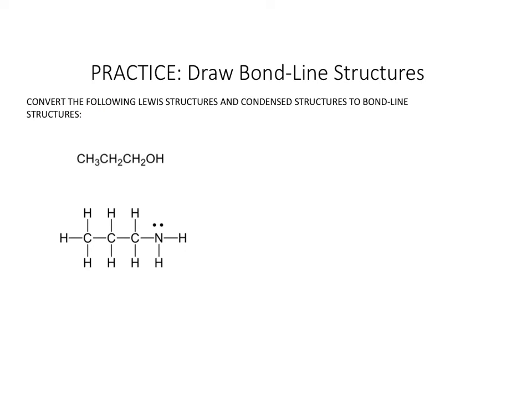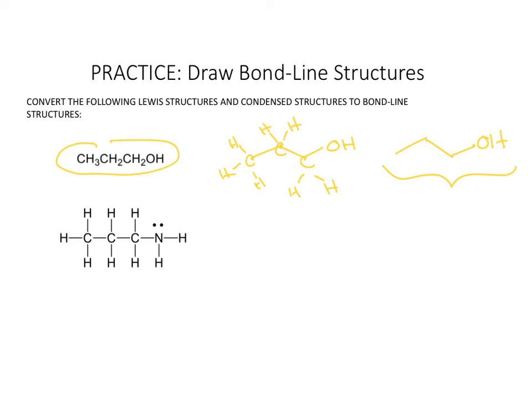Now let's practice drawing bond line structures. So we have a condensed structure here. We have 3 carbons followed by an OH. So that's going to look like this. So each intersection is a carbon, and then the carbon on the left would have 2 hydrogens, the next carbon would have 2, the next carbon would have 2, just like that. But just to draw the bond line, you omit the hydrogens and the carbons. Now let's try the next example.